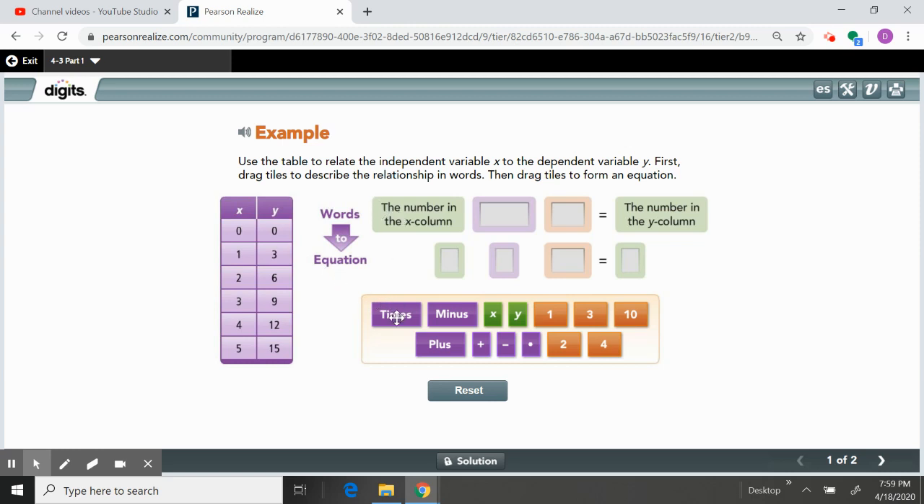So the number in the X column times 3 equals the number in the Y column. If I want to put that in words as an equation: X times 3 equals Y. And we saw that that's true. X times 3 equals Y. 0 times 3 equals 0. 1 times 3 equals 3. 2 times 3 equals 6. 3 times 3 equals 9. 4 times 3 equals 12. 5 times 3 equals 15.